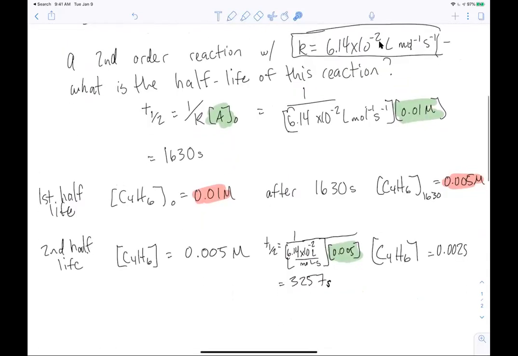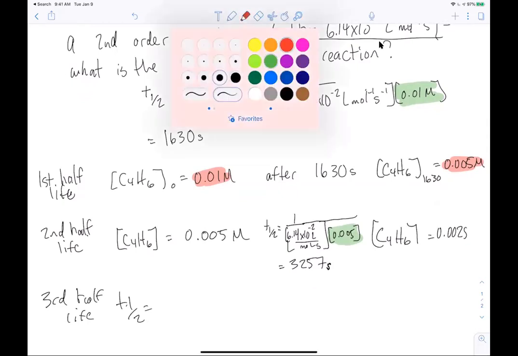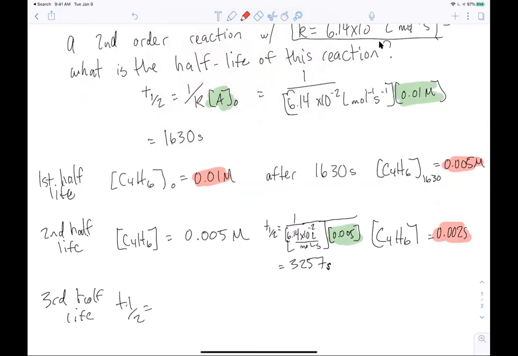So if you had to calculate the third half-life for this reaction, you just do it again, we'd have T1/2, but now 0.025 is what goes into the half-life equation. So it becomes 1 over K times 0.0025. The confusing part about doing the third and the fourth and the fifth half-life is that A sub 0 is sort of changing with each one. So A sub 0 is like this initial concentration here. So fourth would be half of that, et cetera, et cetera.